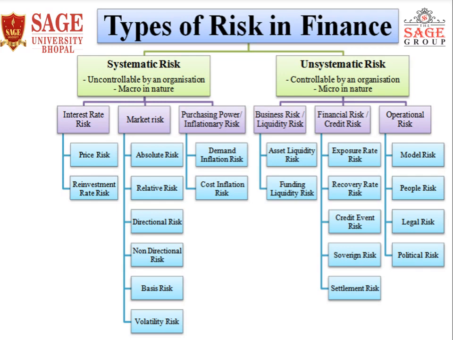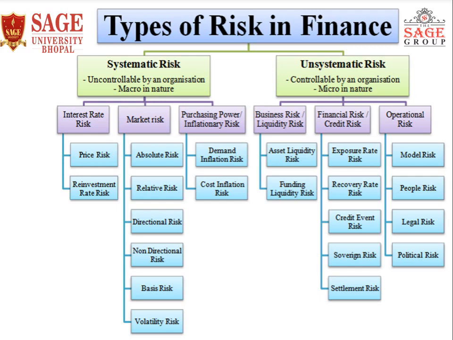Third is purchasing power risk, which is also called inflation risk. It originates from the fact that it affects purchasing power adversely. It is not desirable to invest in any security when we have this purchasing power risk. Now, let's come to unsystematic risk. In this, the first is business risk, or what is also called liquidity risk.